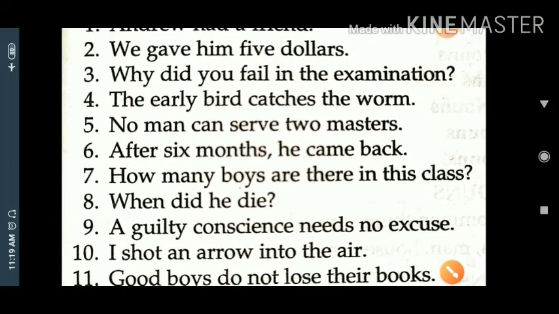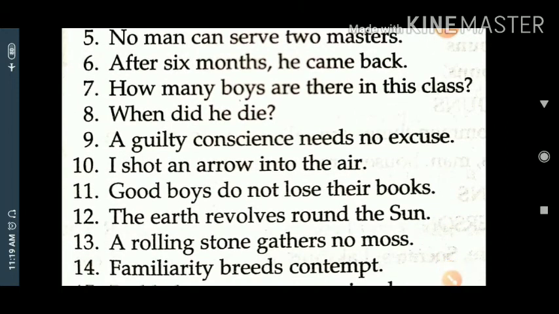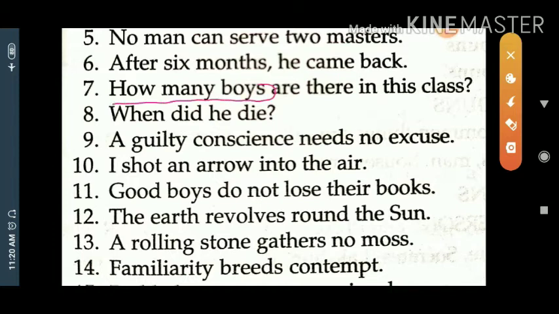Next to that, how many boys are there in this class? Once again, an interrogative sentence. How many is concerned with boys. Who are there in the class? Boys. It means boys is equal to subject. How many boys? Next to that, what is told about the subject? That is the predicate.